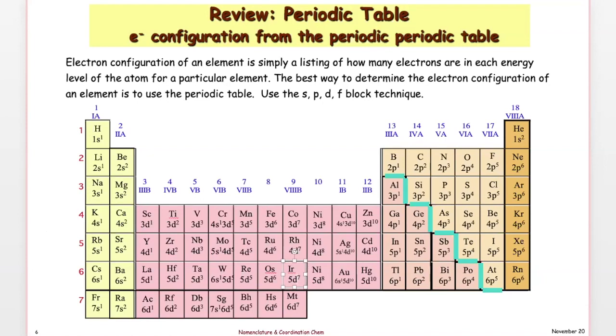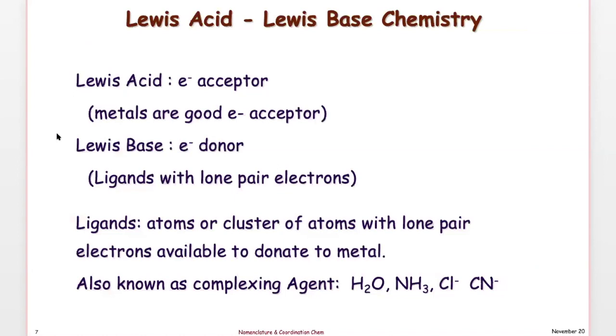Okay. So again, going back to this idea that we're talking about Lewis acids and Lewis bases, we're talking about coordination chemistry, we're talking about ligands that have lone pair electrons that are going to be donating their electrons to the d orbitals of the metal. That's what we're doing. Okay, so Lewis acids, electron acceptors, those are the metals with their d orbitals. Lewis bases are electron donors, those are ligands. Okay, these are common ligands.